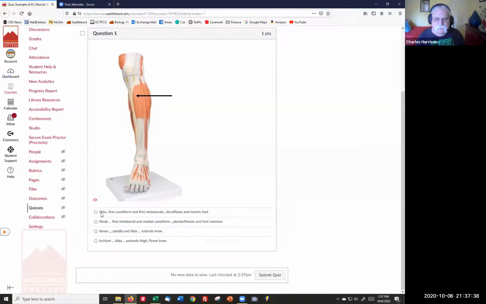Okay, and also if you look at the origin on the tibia, yes. On the fibula, that's way over here. No, I'm sorry, that's way over here. No. On the femur, that would be up here on the other side of the knee. On the ischium, on the butt, no way. Okay. I just picked out 4.